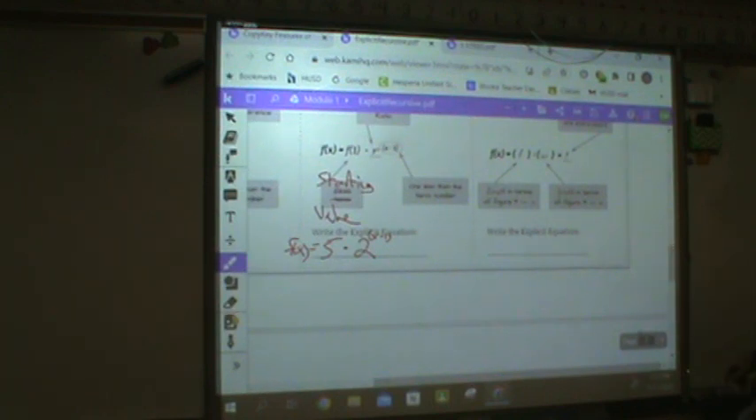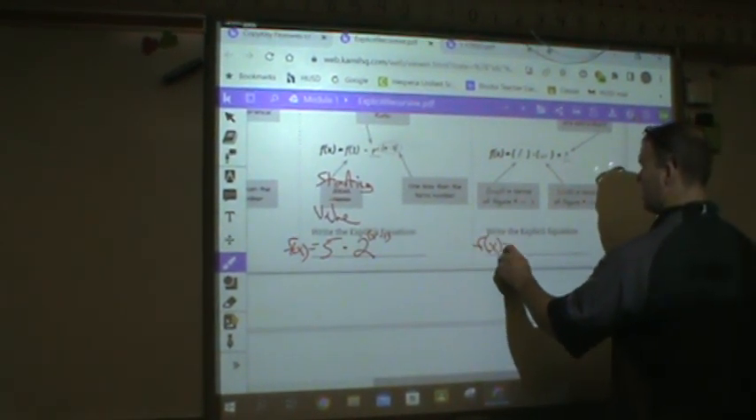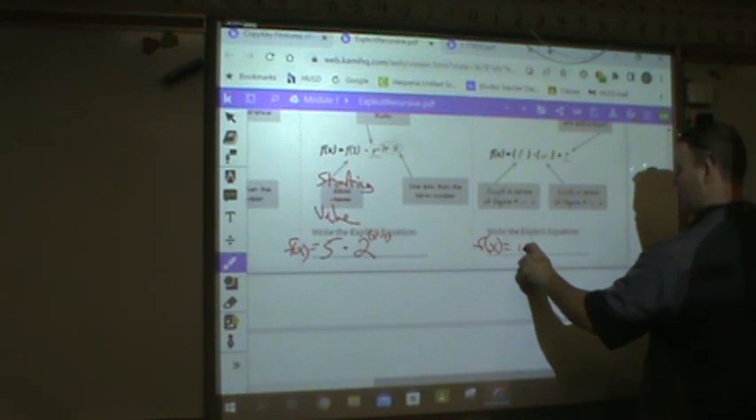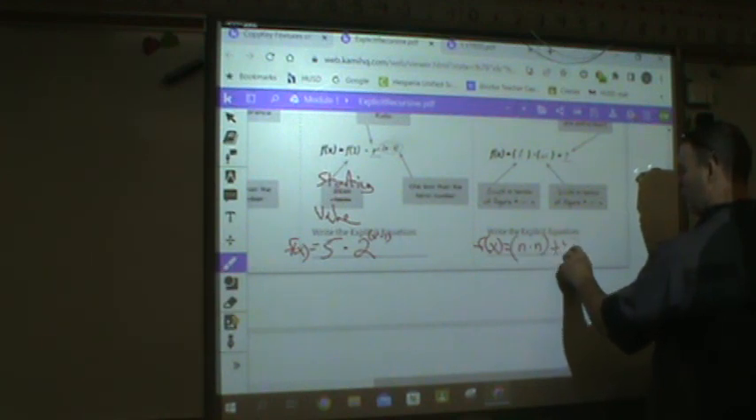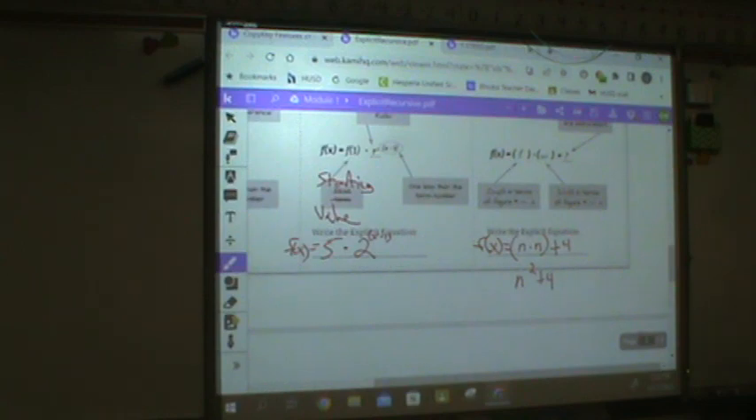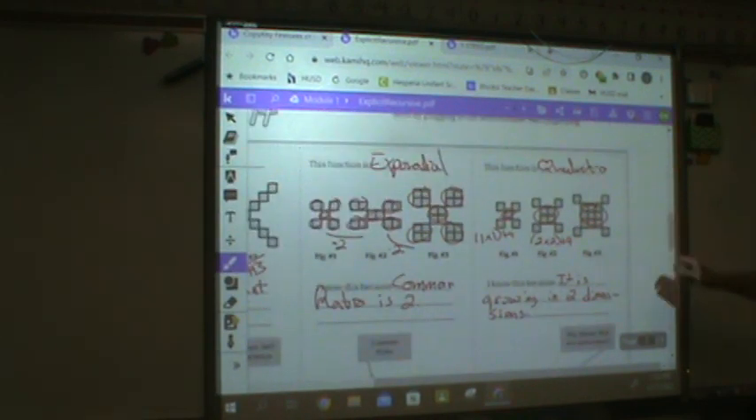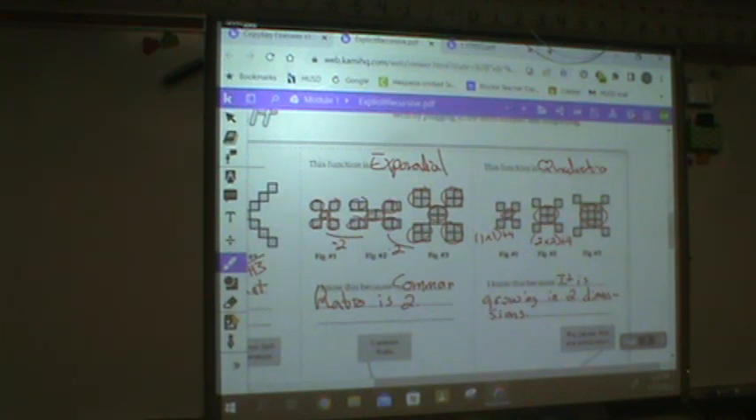So how do I write an explicit equation? Well, f of x is equal to my length, which is n, times my width, which is n, plus 4, or n squared plus 4. Okay? Again, it's just seeing patterns. So there you go for that information. And ask questions as you need to. Please do. Make it easy.